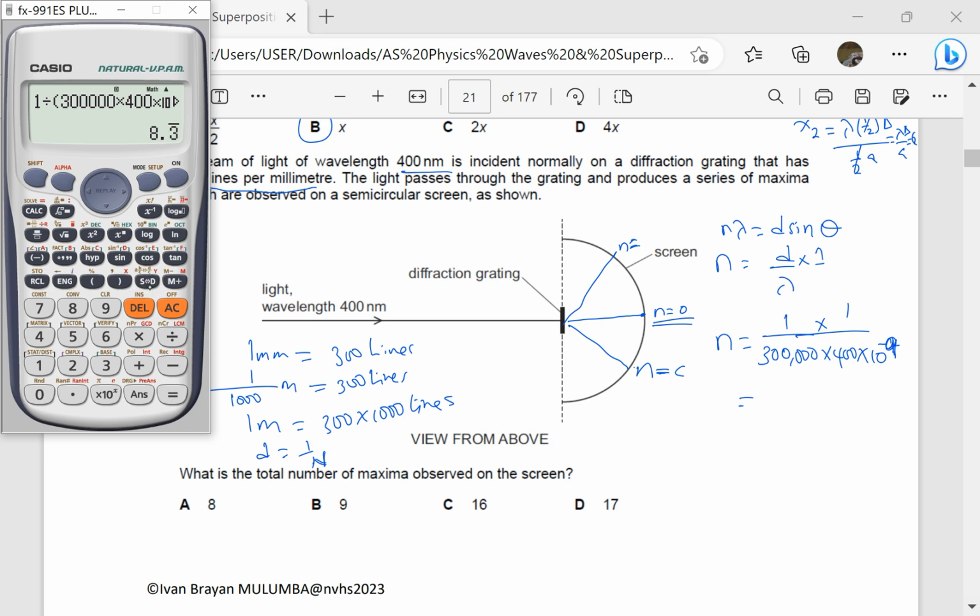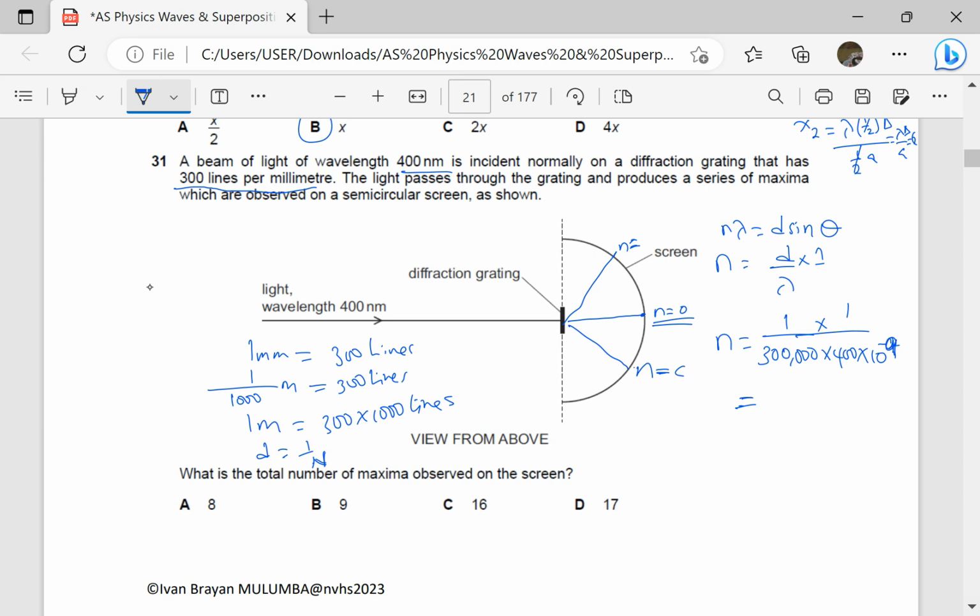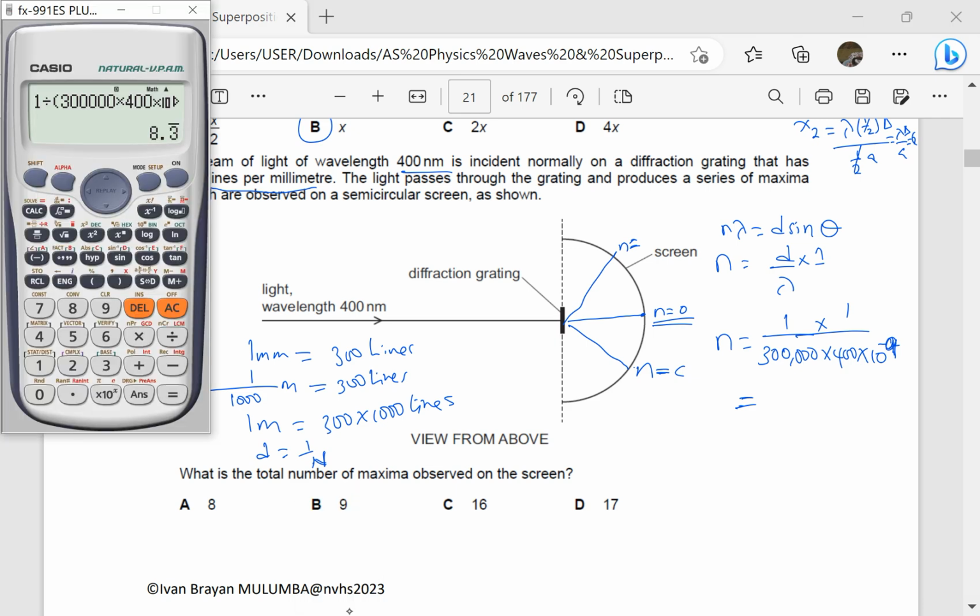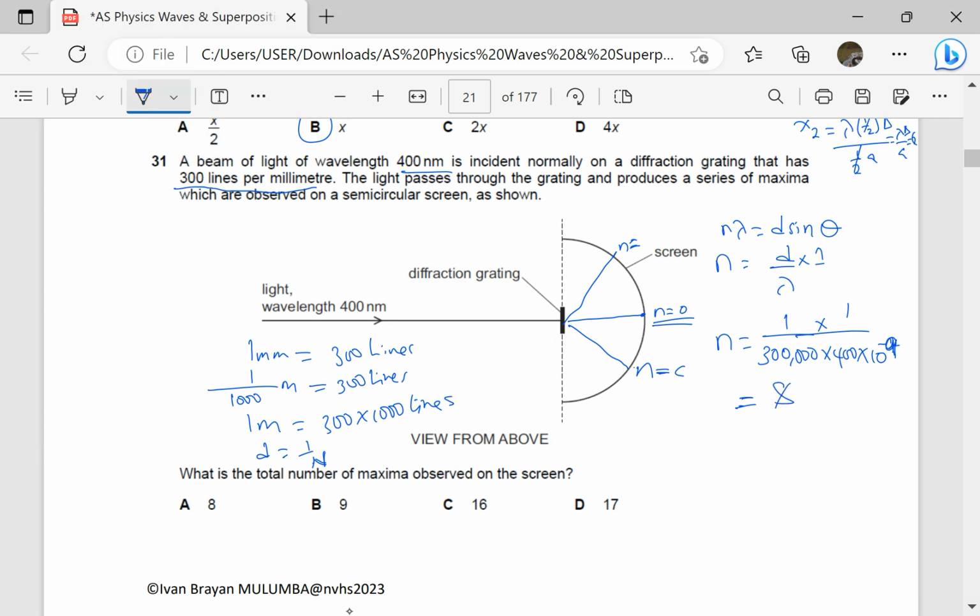8.33. But I said we round off to a whole number, but we round off to the smallest whole number, not to the next whole number. Even if it was 8.7 or 8.99, we would still round off to 8. So this is going to be n equals 8 down and n equals 8 up. So we have 8 plus 8, that is above and below, then plus 1, which is at the center, which makes it 17. So our answer is going to be D.